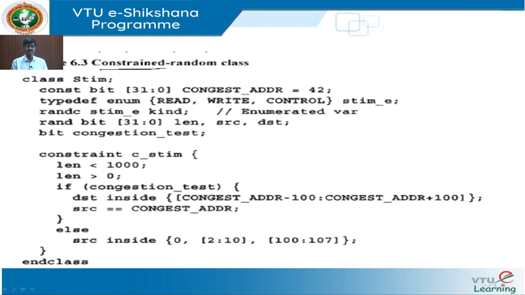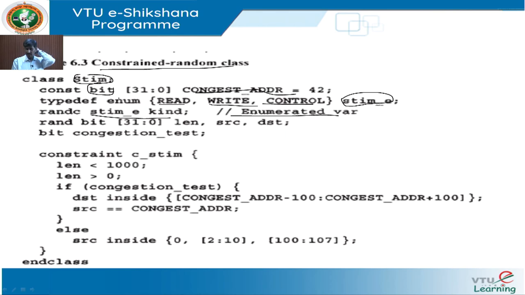If it is a constraint with the random class, let us say I am defining it as a stimulus. I am defining a constant bit, an address of 32 bits, and I am defining it as 42 values. I have a read/write control, which is an enumerated variable, and a rand c.